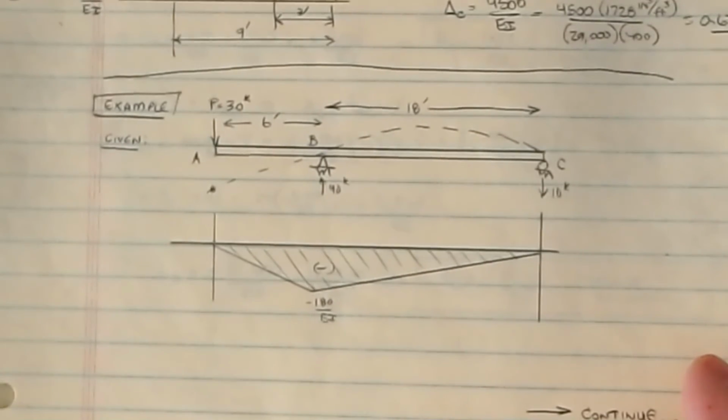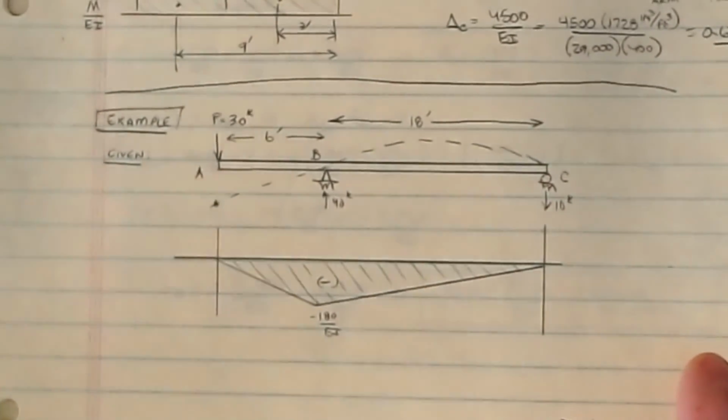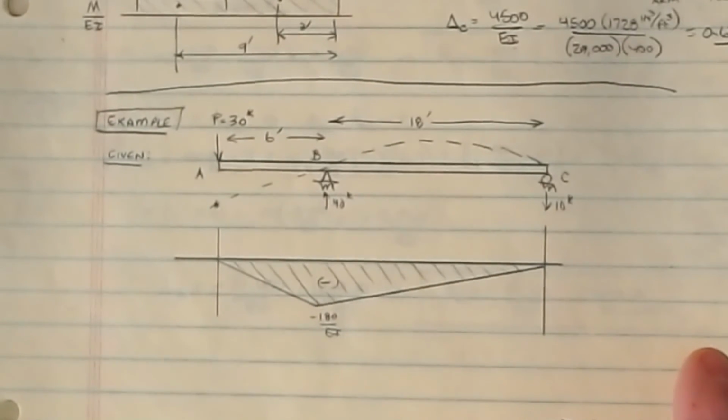Alright, so welcome back. This is part 2 of our moment area method discussion. This is one of our geometric methods, and in the last video we talked about the two basic theorems, one where you can find the differences in angles and the other where you can find tangential deviations. In this video we're going to be working a couple of examples and showing you some twists and some other things that you have to consider as you work the method.